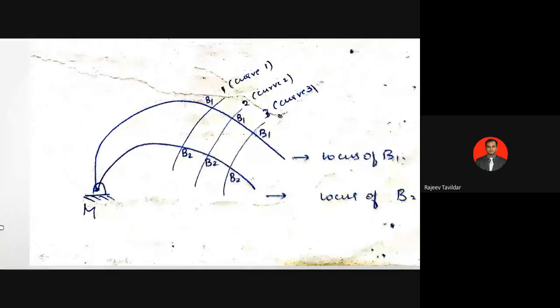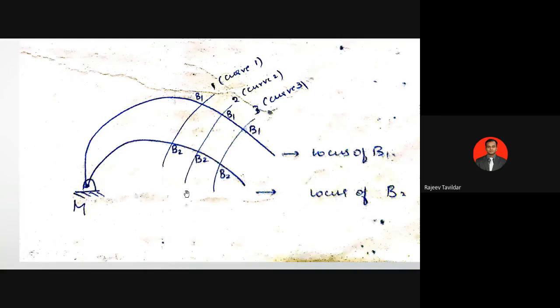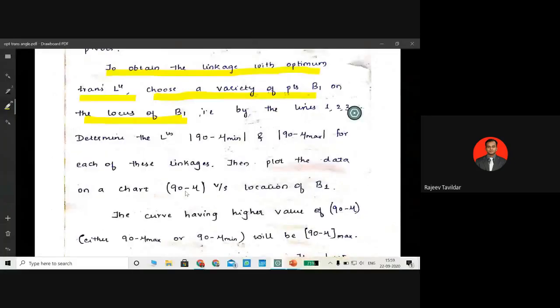In the same way, on the locus of B1, we have located multiple B1 points. Similarly, I have got multiple associated B2 points for that. So the first step is over here. Let us see what the second step says.